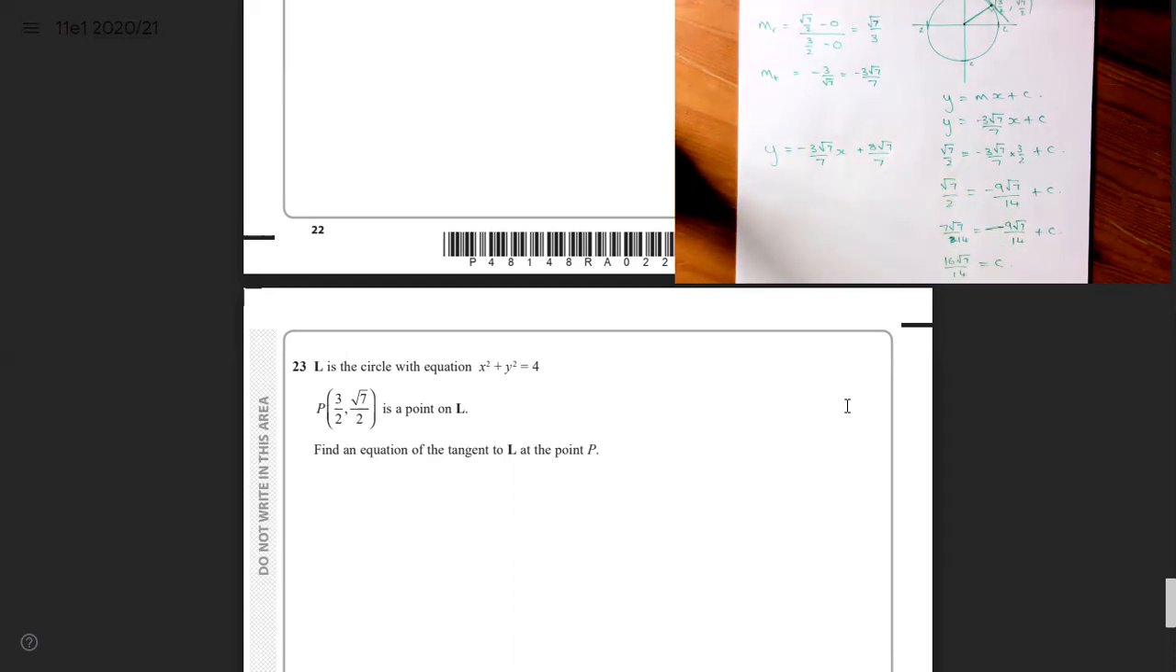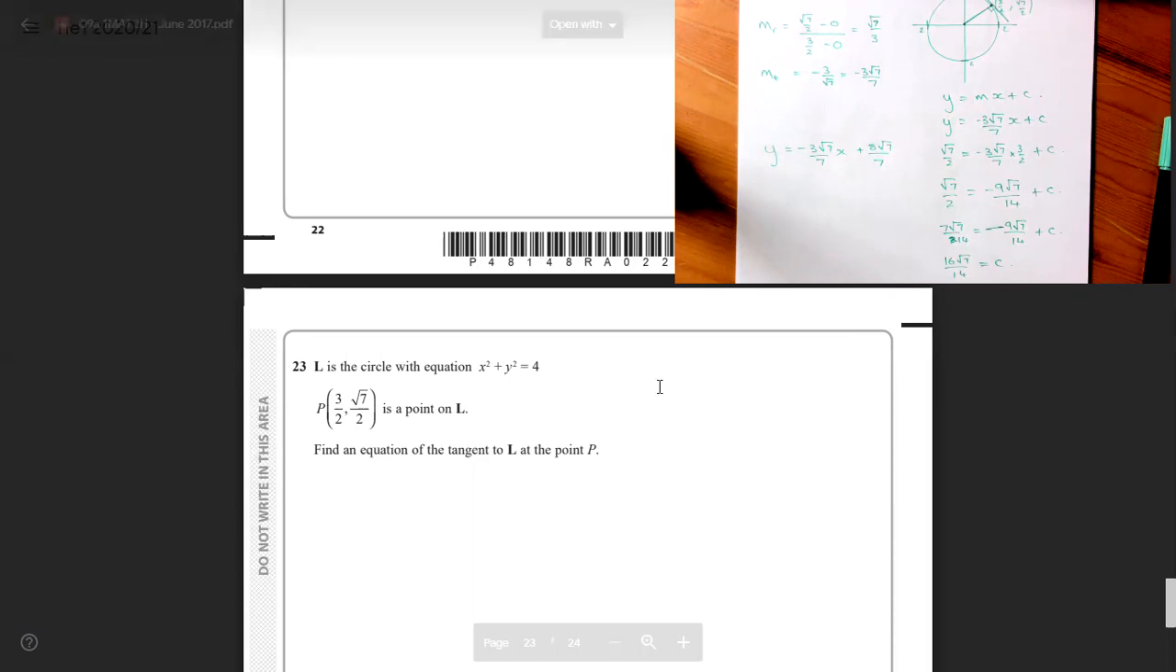Okay, so that was a tough question to end with, because it had the equation of a circle, coordinate geometry, so using your gradients, and then surds involved as well. So that was a really tough question.